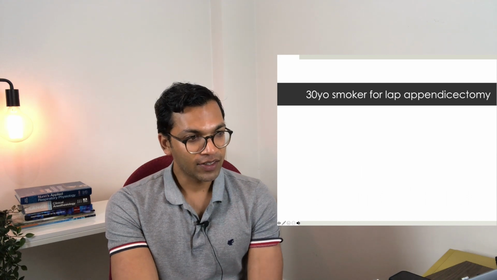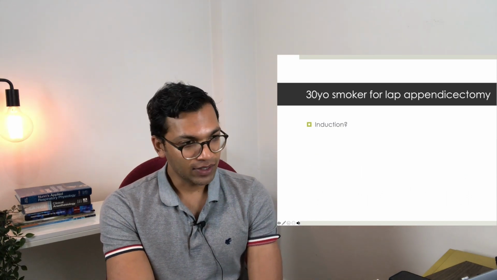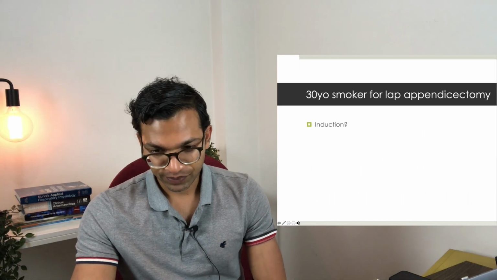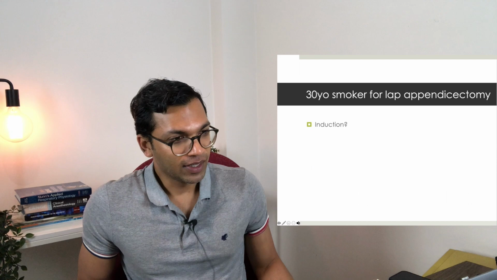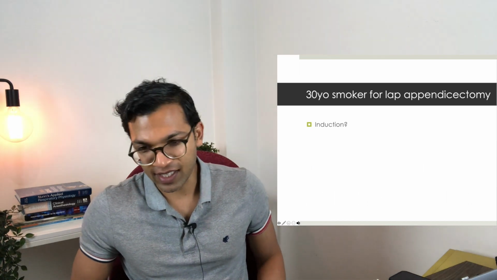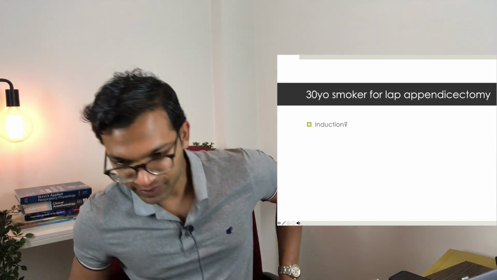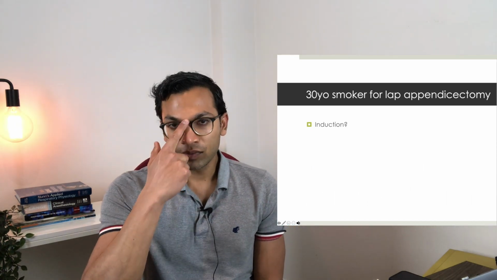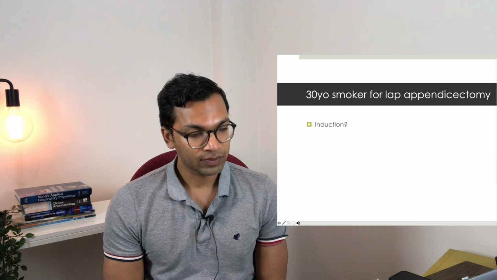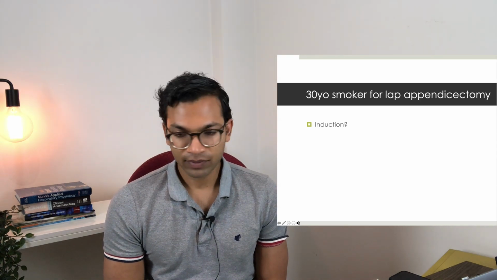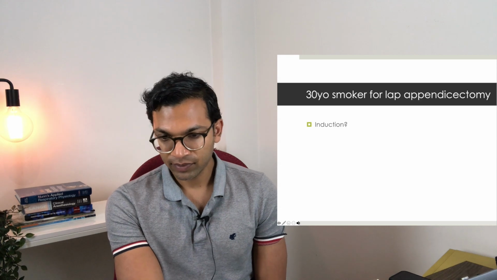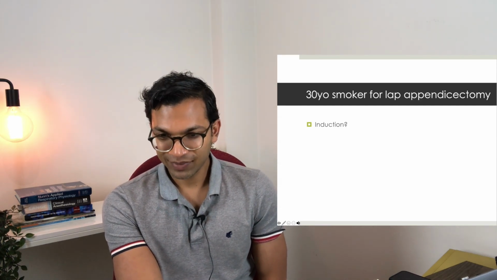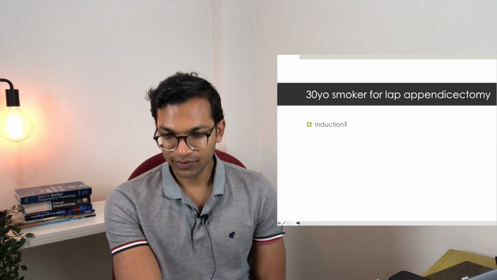Okay, 30-year-old smoker for lap appendicectomy. What's your induction, Josephine? Assume whatever you want to assume. Let's say they're 70 kilos. So I would give probably 2 milligrams of midazolam, 100 of fentanyl, and 150 of propofol, but happy to go up to 200 if they're a drinker or there's some drug use.